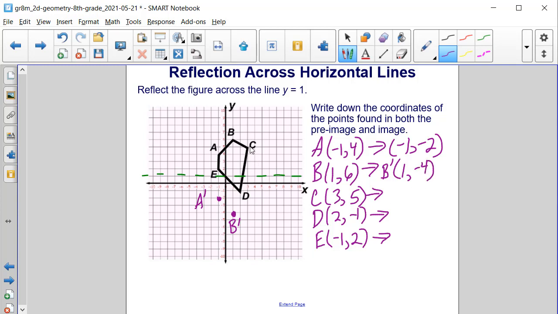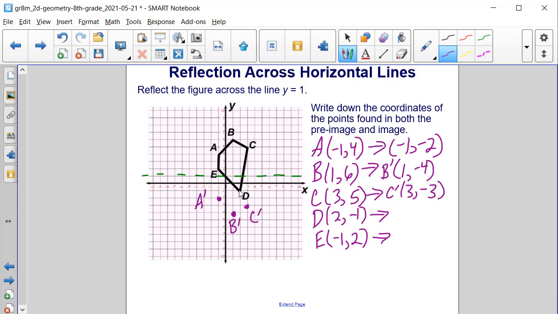Okay, point C, we have to go down 1, 2, 3, 4. So we have to go down 4 more: 1, 2, 3, 4. And the coordinates of C prime are 3, negative 3.